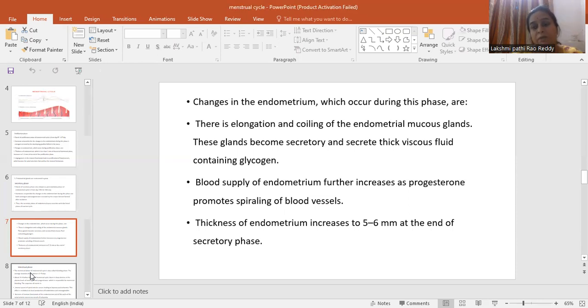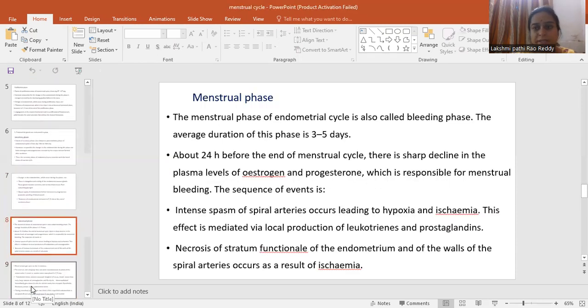So there will be an increase in the thickness of the endometrium. Then this secretory activity is going to increase, and there will be more blood supply. So this was all about the secretory phase.